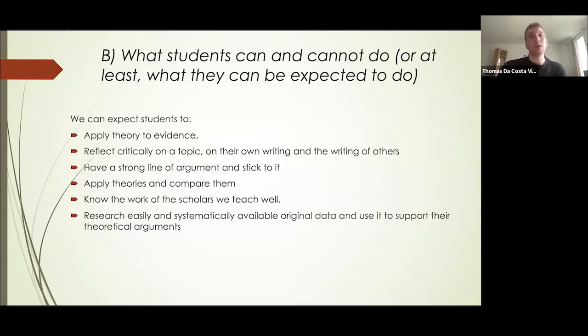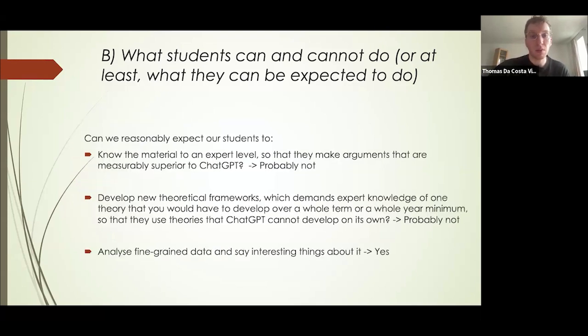And then we need to contrast that with what students can and cannot do, or at least what they can be expected to do on average, again, because every student cohort is different. So we can expect, and we have expected students in the past, when writing assignments in politics and IR, to apply theory to evidence, to reflect critically on the topic, on their own writing, on the writing of others, to make an argument, to stick to it, to apply theories and compare them, to know the work of the scholars that we teach quite well, to research original data and to use it for their analysis. So that's what so far we have expected.